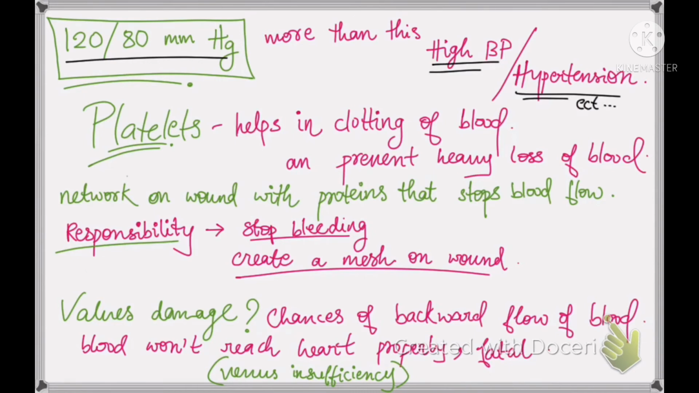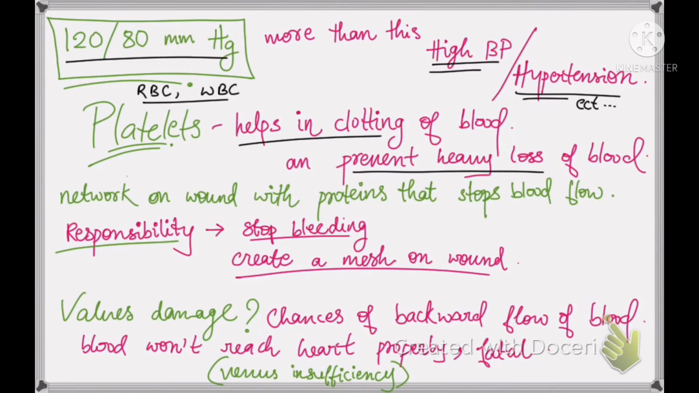So now we have to learn about platelets. As we know, blood has three types of blood cells: red blood cells, white blood cells, and these platelets. These platelets help in the clotting of blood. Anytime you get hurt or get a cut, it bleeds and then after some time the bleeding stops. This function is done by platelets, to stop the bleeding or to stop excessive loss of blood.